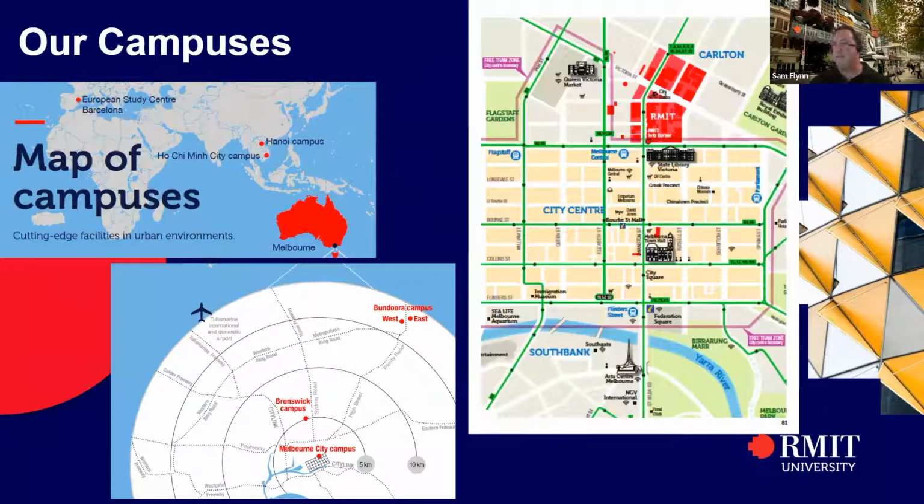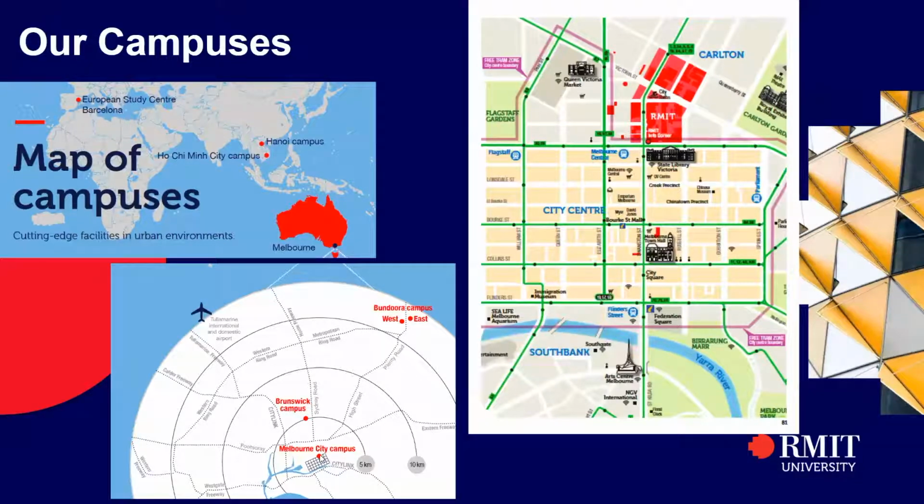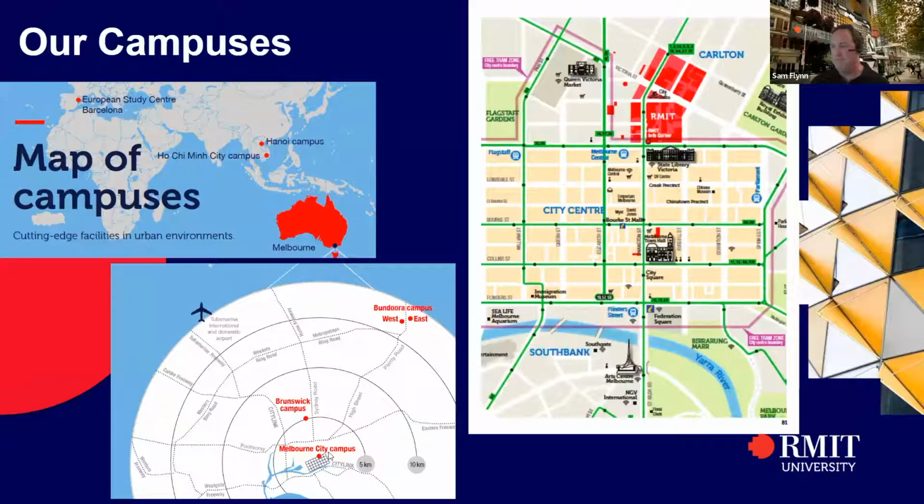So here we have a map of RMIT campuses. At the bottom of the screen there, you can see we have the Melbourne City campus, which is based in the centre. And then a little bit to the north is the Brunswick campus. The Brunswick campus is about 20 to 25 minutes by tram from the city campus. And then we have the Bundoora campus, which is northwest there. And that takes about 1 hour by public transport to Bundoora campus. But the majority of our programs, as you'll see shortly, are located in the city campus.